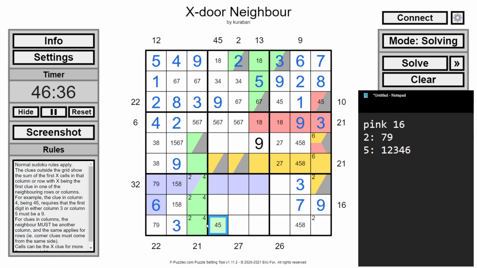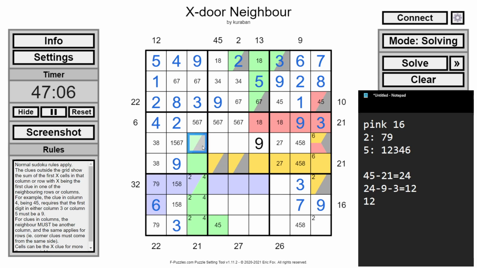Okay, well, what about this? Let's look at this column. The full column is 45, and we have 12 outside. Or we have a 21 section here. 45 minus 21 equals 24. So 24 is the total for the unshaded bits. We've already placed a 9, we've already placed a 3. That's 12. So this plus this is 12.